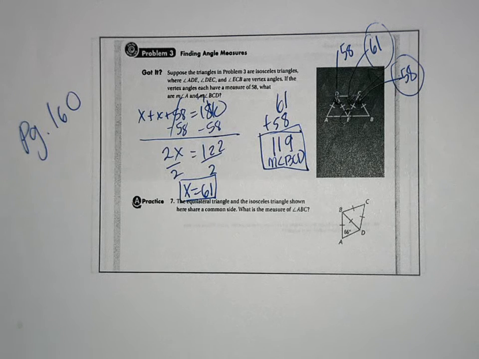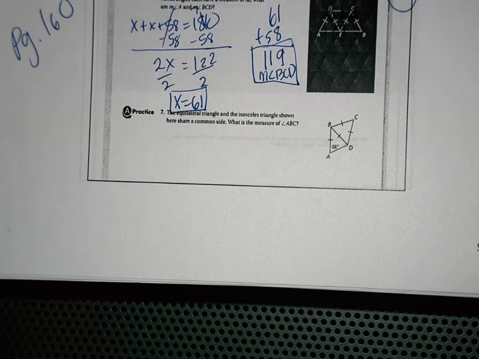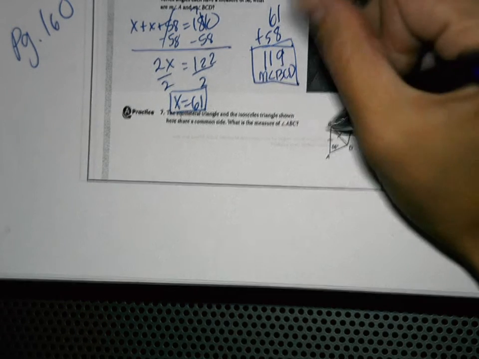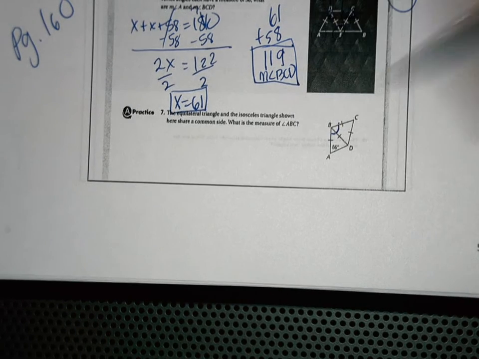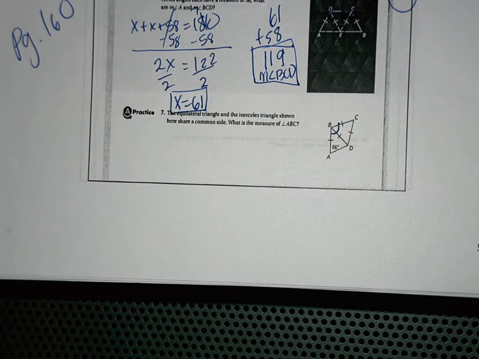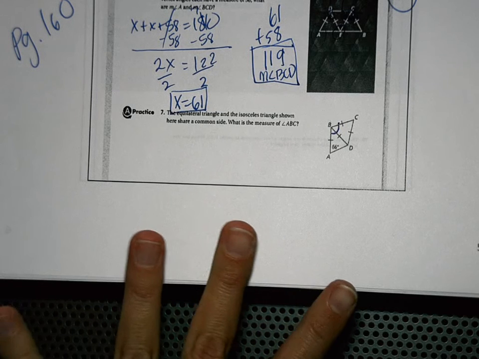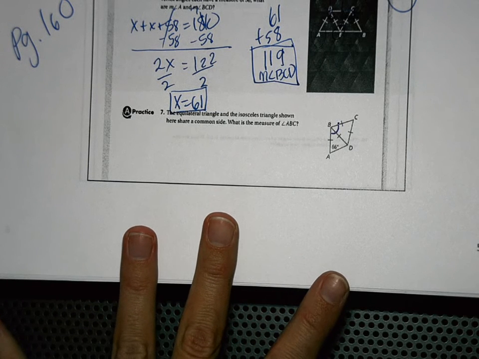Okay. Problem number 7. The equiangular triangle and the isosceles triangle shown here share a common side. What is the measure of angle ABC? So they're wanting this whole angle right here. So let's write in the information that we know. So if A is 66, what other angles do I know are 66? C is not 66. D.